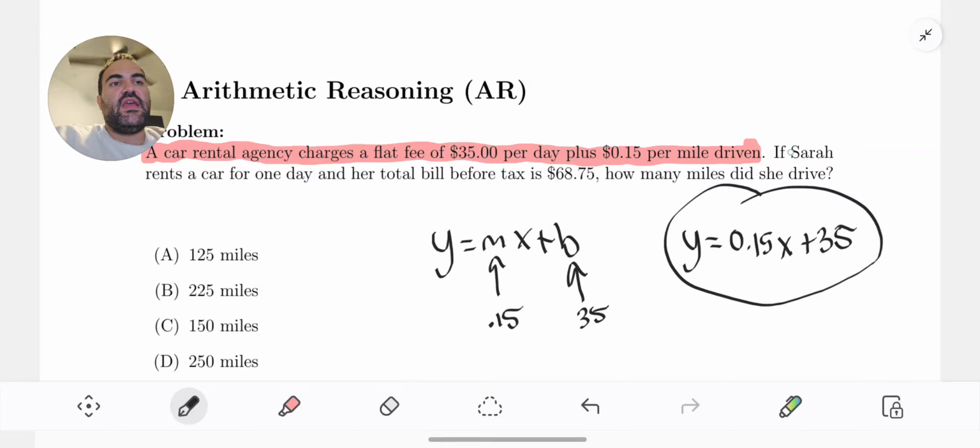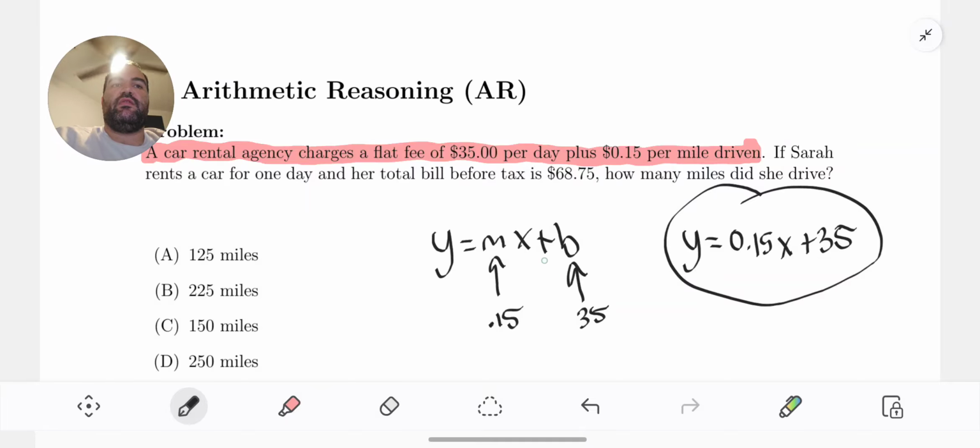We'll see. If Sarah rents a car for one day and her total bill before tax is $68.75, how many miles will she drive? Okay, well, total bill, that's definitely the total, right? That is definitely the y value. So I'm going to put that 68.75 in for the y. So we got 68.75 equals 0.15x plus 35.